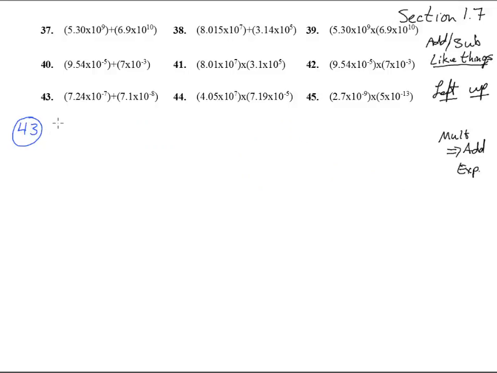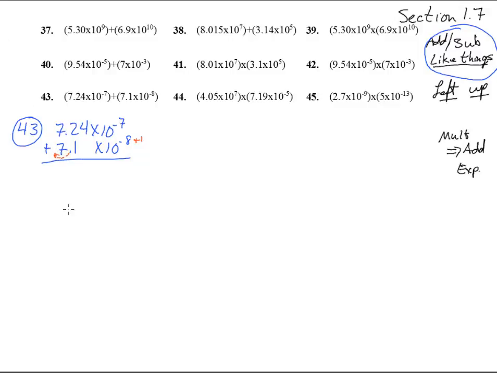Number 43, 7.24 times 10 to the negative 7 plus 7.1 times 10 to the negative 8. These are not alike, so we can't do the adding right here because we can only add and subtract like things. So we need to change it. We can change that one or that one. So if we take this and add 1 to the negative 8, that'll make it a negative 7. So we're going up, so we can move this to the left.